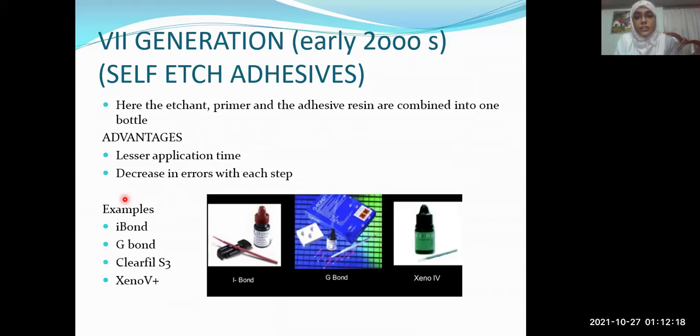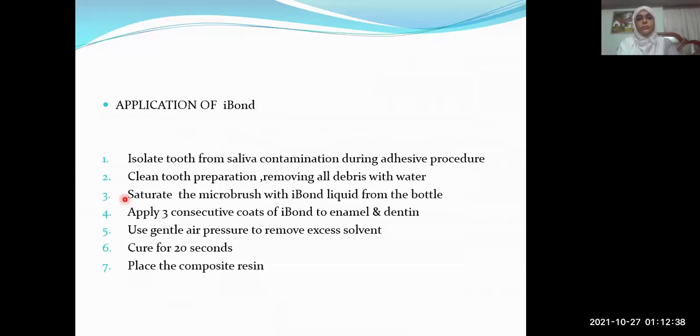Then in the 7th generation, etchant, primer, adhesive, everything is just 1 bottle. You don't have bottle 1 or bottle 2, which you have to apply first, wait for 10 seconds, apply bottle 2, or mix both and apply together. All that which was there in the 6th generation is not there. Everything is together, 1 bottle, you just apply and leave. That you call i-Bond. You just apply 3 consecutive coats. Gentle air pressure is given to dissolve the excess solvent, cure it, and then place the composite.